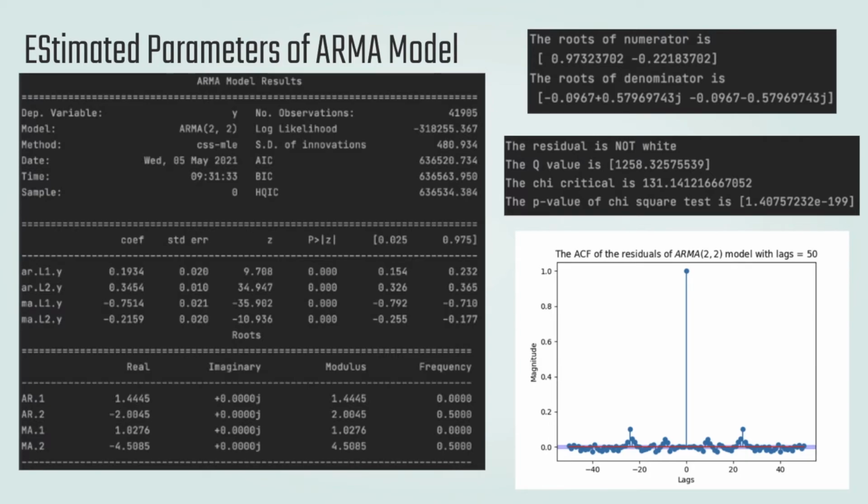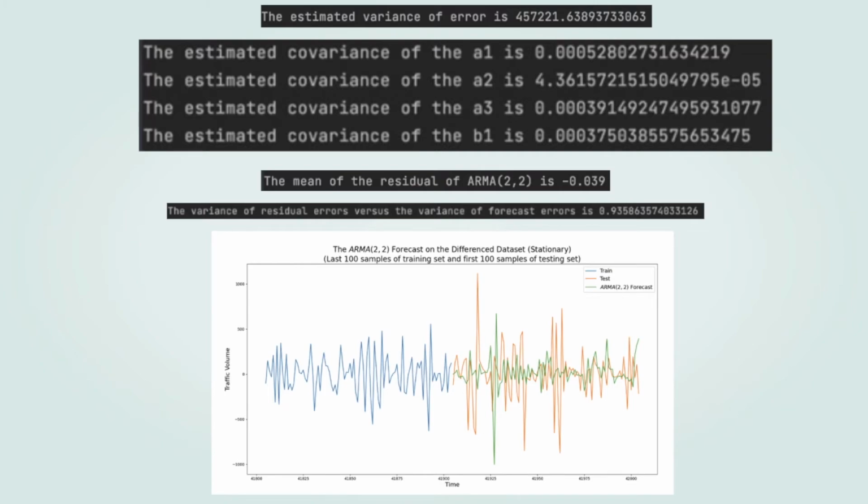Since the Q-value of the residual is larger than the chi-square critical value, it shows the residual is not white, which means that, except for the seasonal pattern, it is still not captured by the model. Since the mean of the residual of the ARMA(2,2) process is close to zero, it is an unbiased estimator. The ratio of the variance of the residual error versus the variance of the forecast error is close to 1, which means the model did a good job on forecasting the stationary dataset.